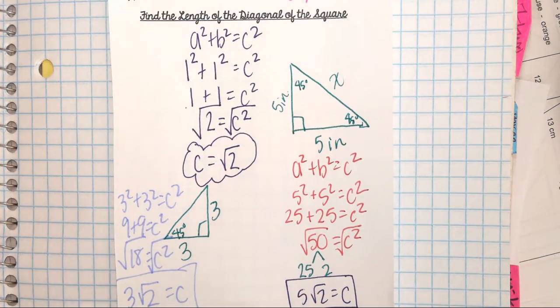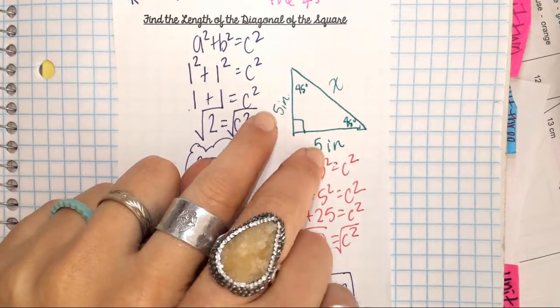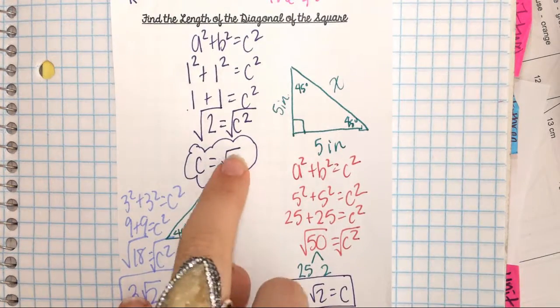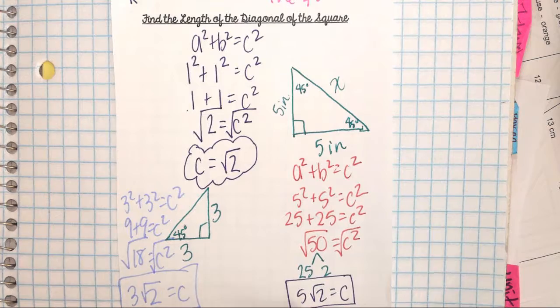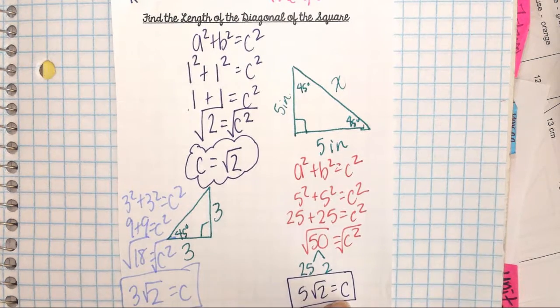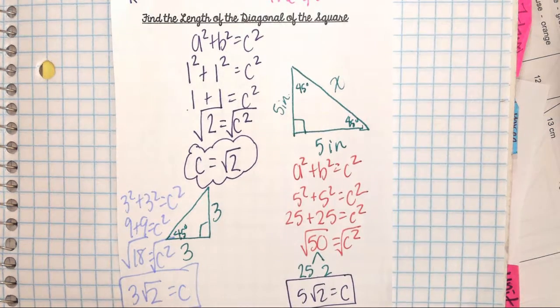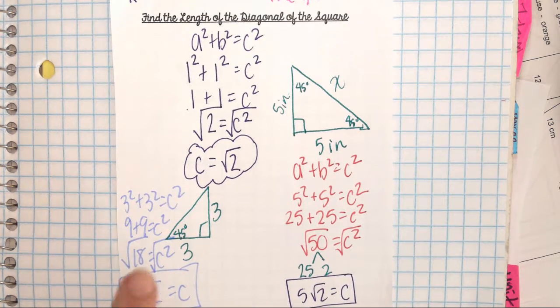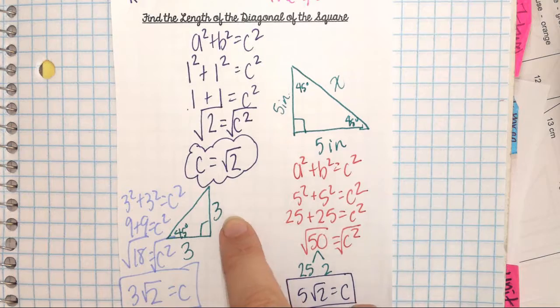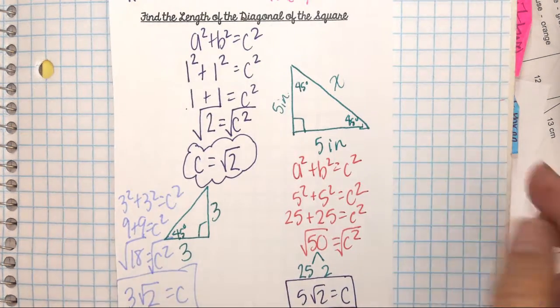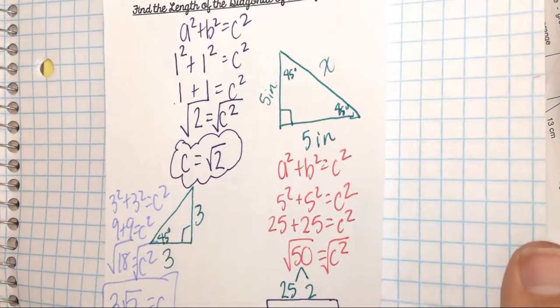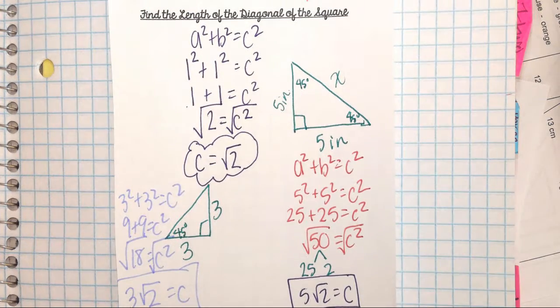Now, our side lengths are always the same. This was 1 times the square root of 2. What was this one? 5 root 2. And where did we see a 5? 5 right there. And this was 3 root 2. And where did we see a 3? So it's always your side length times the square root of 2. If we got 2 different side lengths, then it's not a 45, 45, 90.